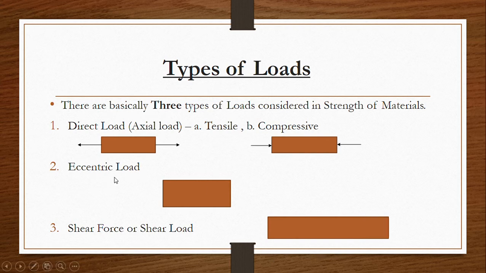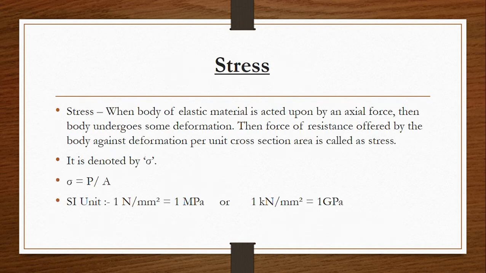The second one is eccentric load. Eccentric load is nothing but the load which acts some distance away from the center line. The eccentricity is defined by E. And the last one is shear force. You can keep in mind shear force as a cutting action, like a scissoring action, the two blades working opposite to each other, then the cutting takes place. So the three are: direct load, that is tensile and compressive; second is eccentric load; and the last one is shear force or shear load.